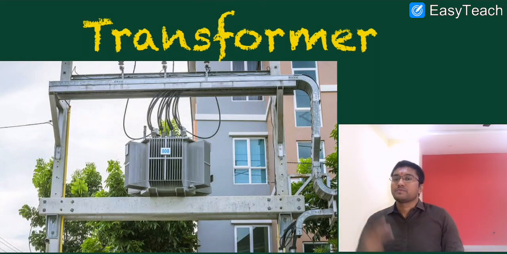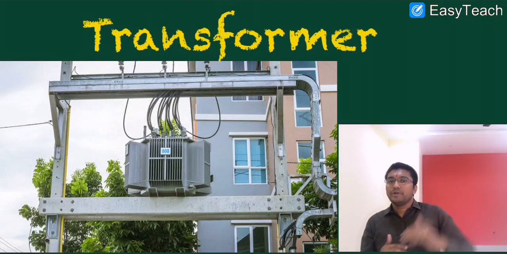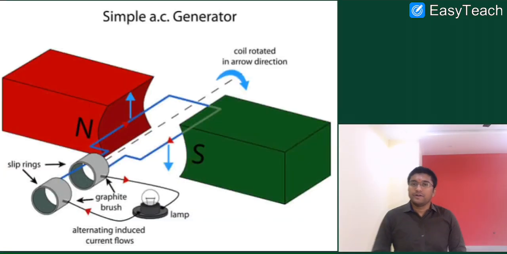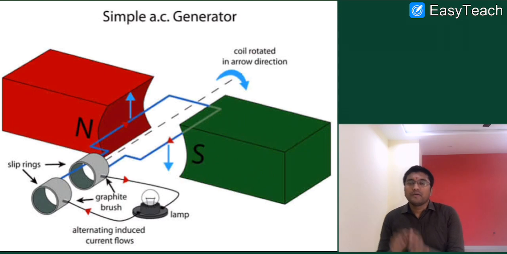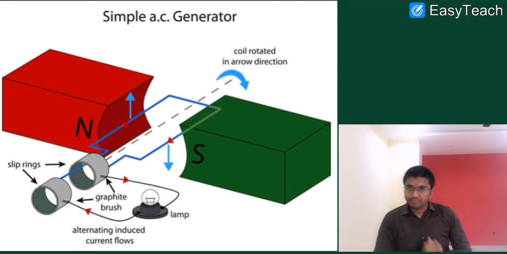There are two types of transformer: step up and step down. Based on its working, step up simply enhances the value of voltage, and step down reduces the value of voltage. There is one more application of electromagnetic induction, that is the generator. A generator is a device that converts mechanical energy into electrical energy.